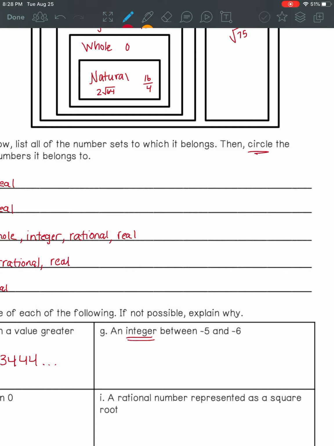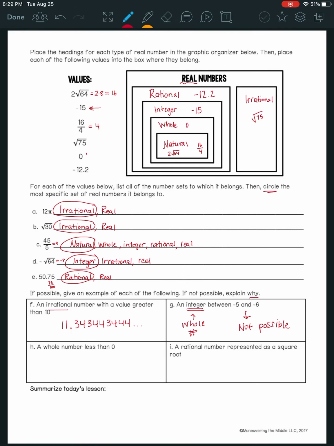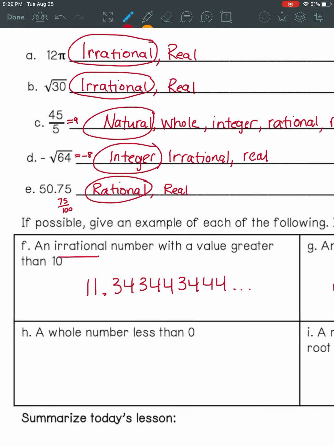Okay, an integer between -5 and -6. We're looking for an integer. An integer has to be a whole number. Well, can we find a whole number in between -5 and -6? That's not possible, all right, because we're only going to have decimals. So this example is not possible, and we explained why right here, because an integer has to be a whole number.